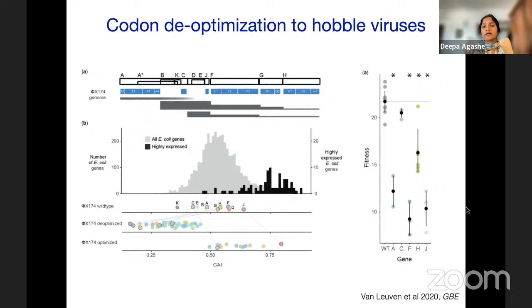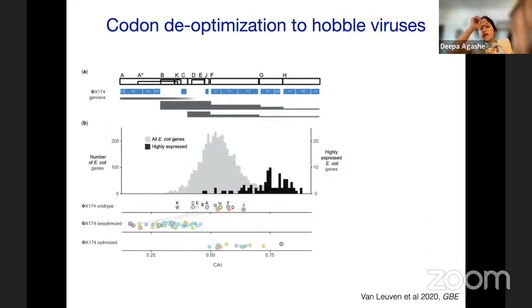And then in this particular study, they also go on to ask what happens if we now combine different pieces of these de-optimized or optimized codon versions. So A gene is optimized, but D is super de-optimized. So basically trying to understand epistasis across these different genes. And there's interesting data there as well.